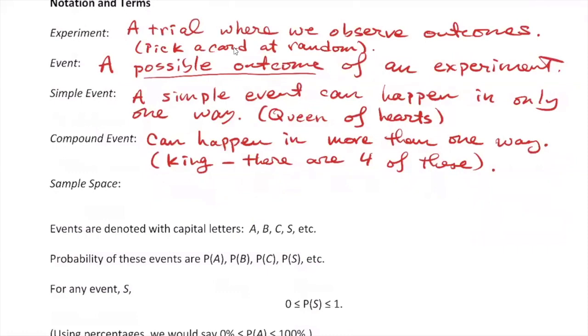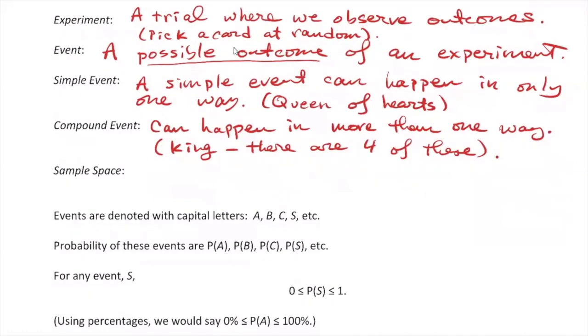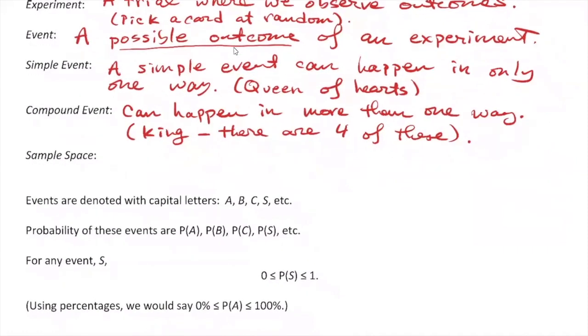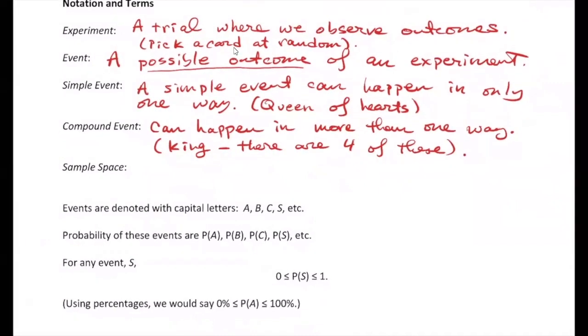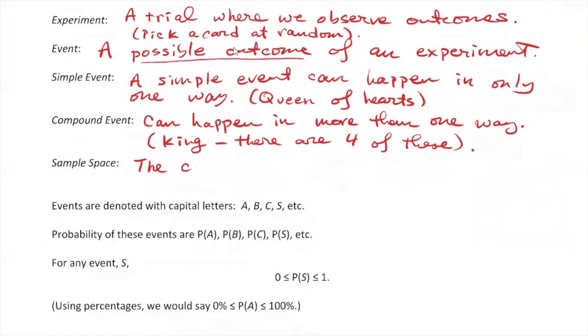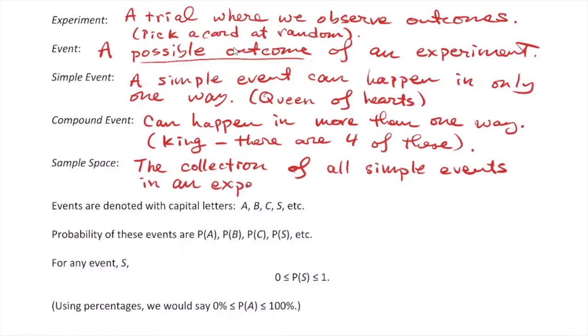Sample space is just a collection of all simple events in an experiment. So this would be like all 52 cards in the deck. That's the sample space.